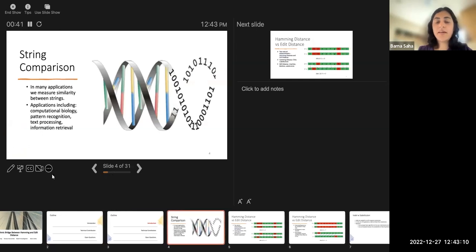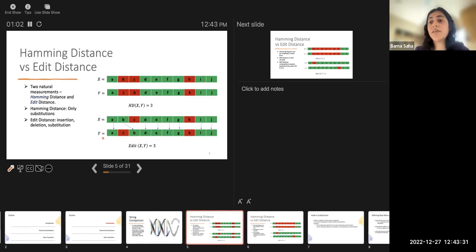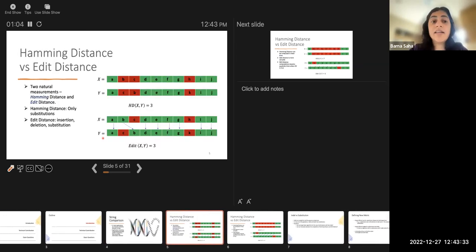Well, this work is about sequence comparisons. In many applications, we measure similarity between strings. These applications include computational biology, where you have to measure similarities between DNA and RNA sequences, pattern recognition, text processing, information retrieval, and so on. Two main measures of sequence similarities are Hamming distance and edit distance.